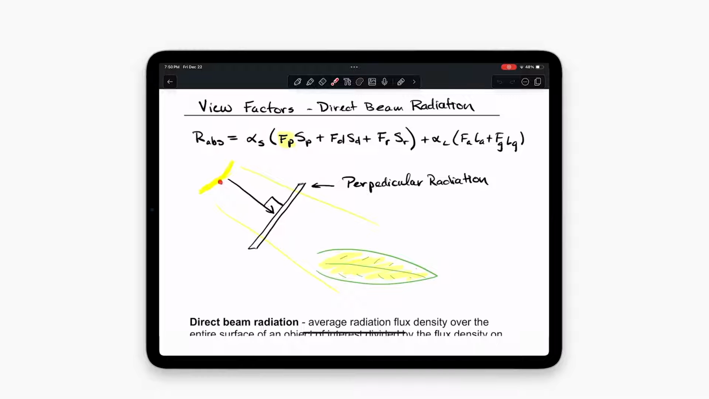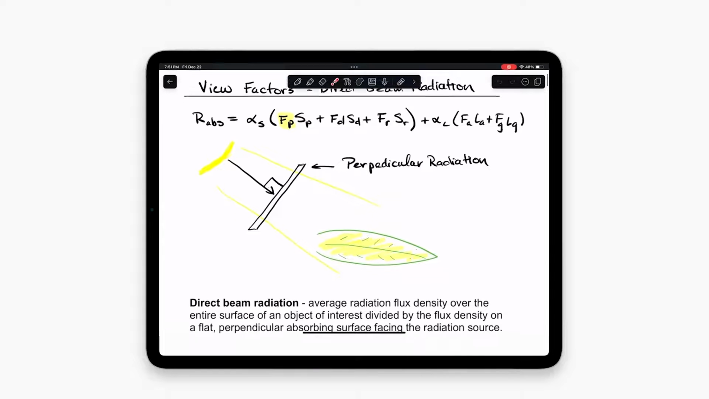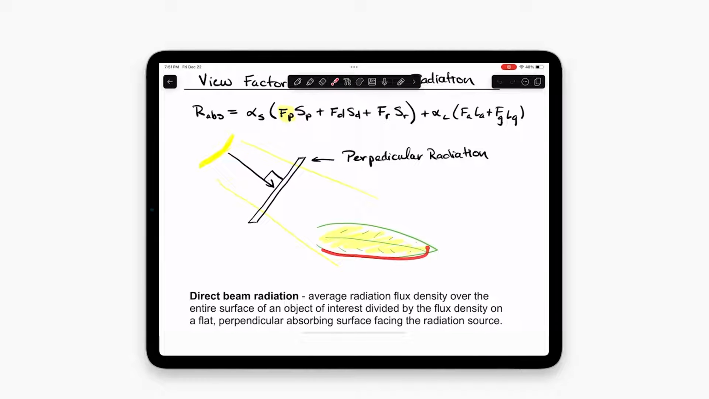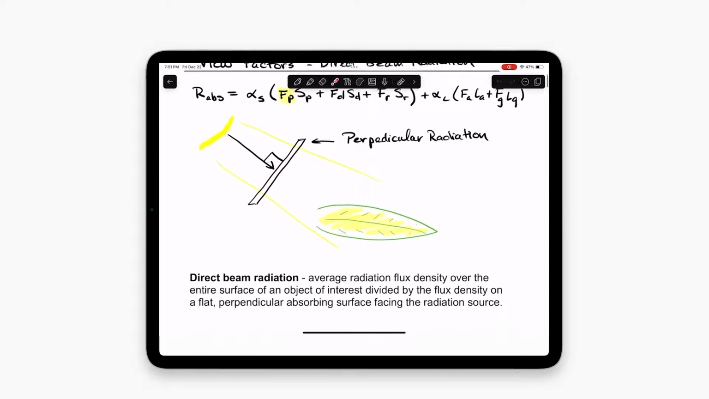Now, if we measure the radiation coming into the system right here, that radiation we'd actually call SP. That's the radiation that's actually hitting a perpendicular surface. But most of our objects we're interested in aren't going to be perpendicular to the beam of radiation. So if we were considering this leaf here, this radiation as it comes in is actually going to spread itself out over that leaf, and so there'd be far less radiation per unit area on that leaf than there would be on a perpendicular surface.